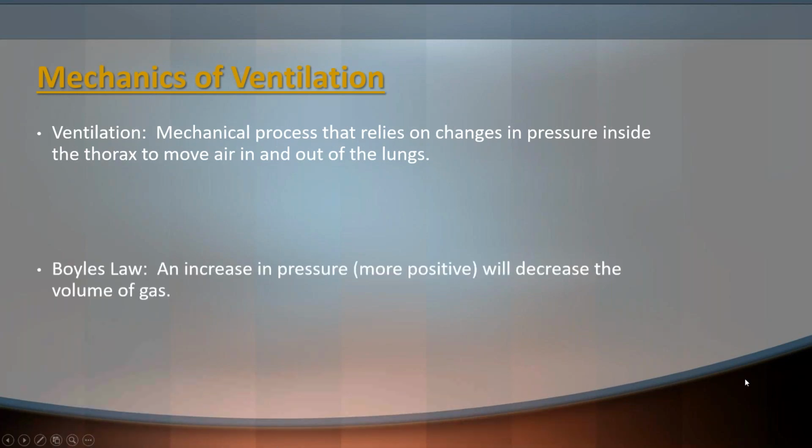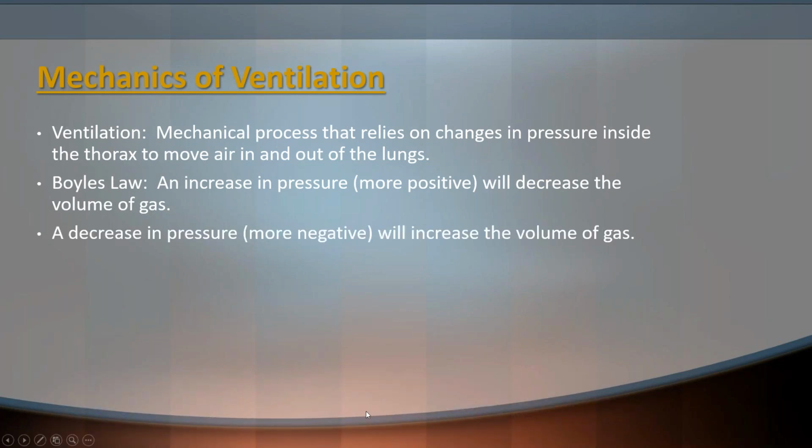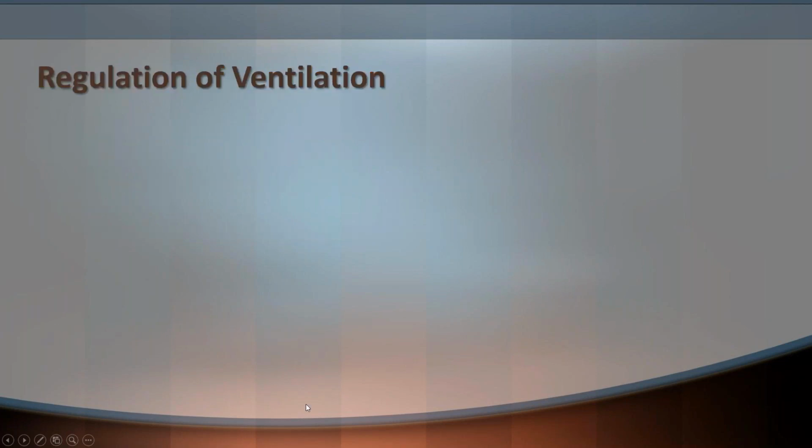They go from high pressure to low pressure to high pressure. And we can see that in Boyle's law. An increase in pressure, or more positive, will decrease the volume of gas. That's the definition of Boyle's law. A decrease in pressure, more negative, will increase the volume of gas. So think of it as a teeter-totter. We're constantly teeter-tottering between a higher pressure with a lower volume of gas, and then vice versa. And that's how we bring oxygen inside of our lungs.